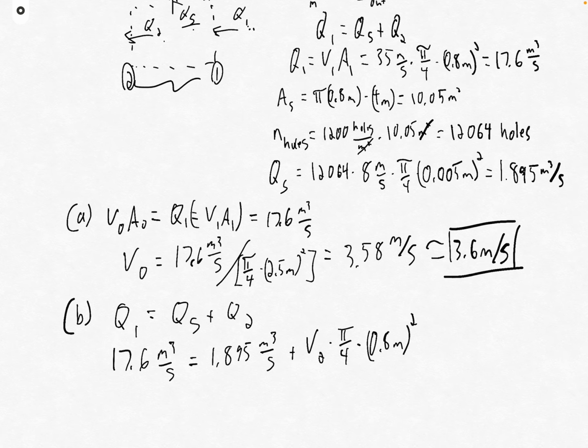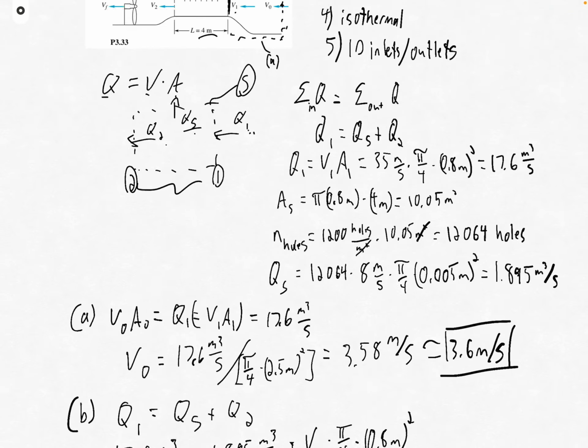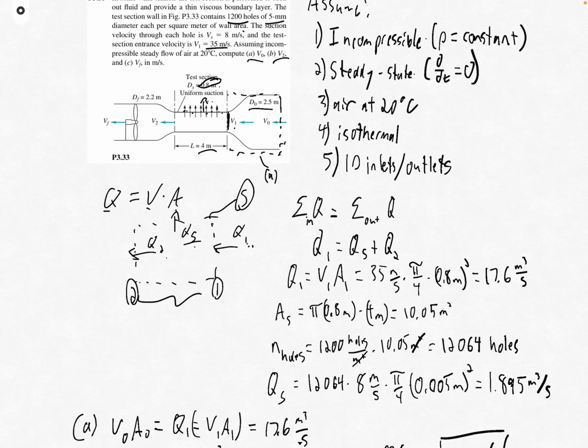meters squared. If we plug all this in, we're going to get that V2 is going to be equal to 31.2 meters per second, which 31 is sufficient significant digits for this problem. Okay, so moving ahead, the last part here is to find VF. If we scroll up, we can see to find VF, now we're going to draw a control volume, something like this.